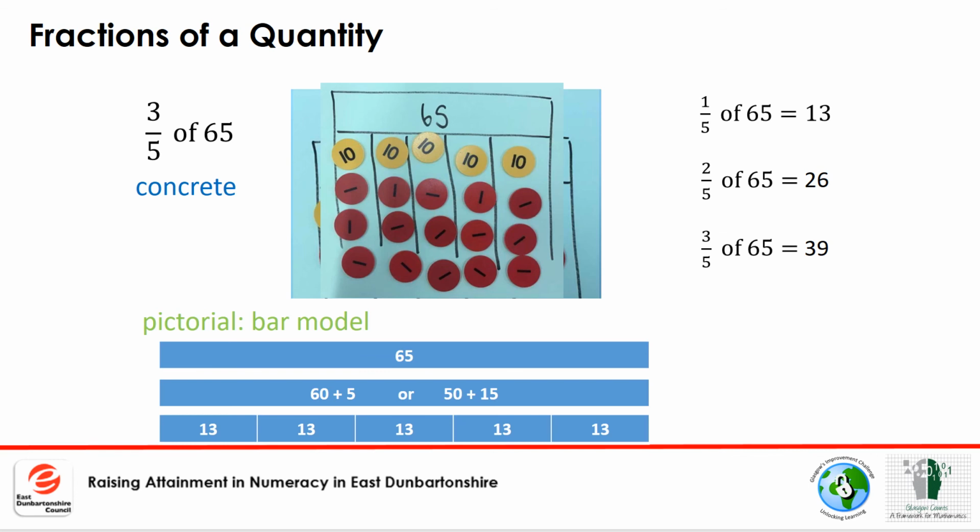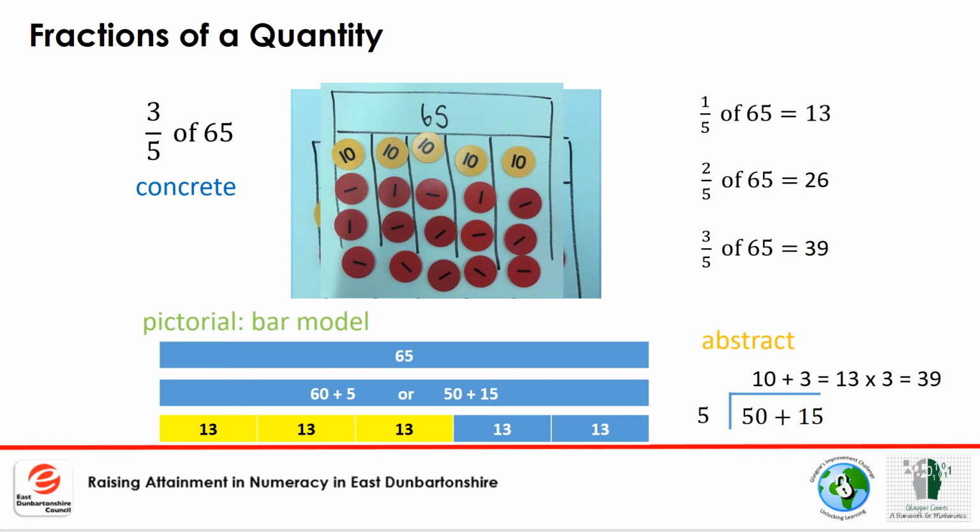So 1/5 is 13. I don't want 1/5, I want 3/5. So I can shade it or colour it in. 13, 13, 13, 13, 26, 39. My repeated addition is coming through with that one. And I can now actually see from this visual that 3/5 is larger than 2/5, but altogether it comes together to be 5/5, which is my whole.